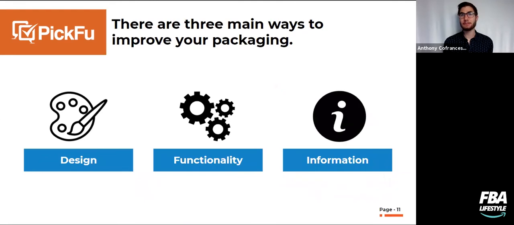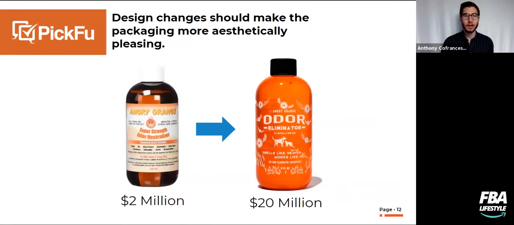In terms of actually making improvements to your product packaging, there are generally three main categories this can fall into. You can have design improvements, functionality improvements, or improvements in the manner in which information is conveyed. This is a really great example of a design change. This was a case study that we did with a company called Thrasio, where they went through a whole bunch of different iterations on their product packaging to go from the design on the left to the design on the right. It should indicate the gravity of how important product packaging can be. Just from changing their packaging, they took this brand from $2 million to $20 million.